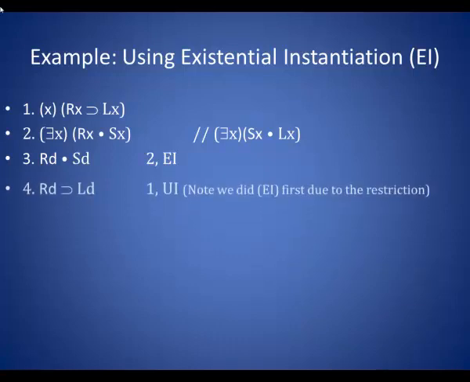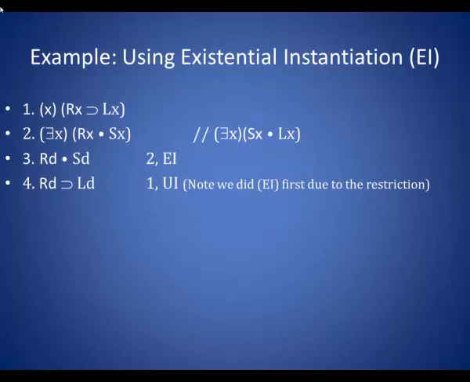Because notice, on 4, I'm going to UI. So I'm UIing line 1. I'm removing the universal quantifier from line 1, and I'm replacing my variables with the constant d. Had I done that first, when I EI'd, I would not be able to use the same letter. Hence the reason that I EI first, because this is going to make my life a lot easier. I ultimately want to use my rules of implication, and in order to use my rules of implication, I need to have similar constants.